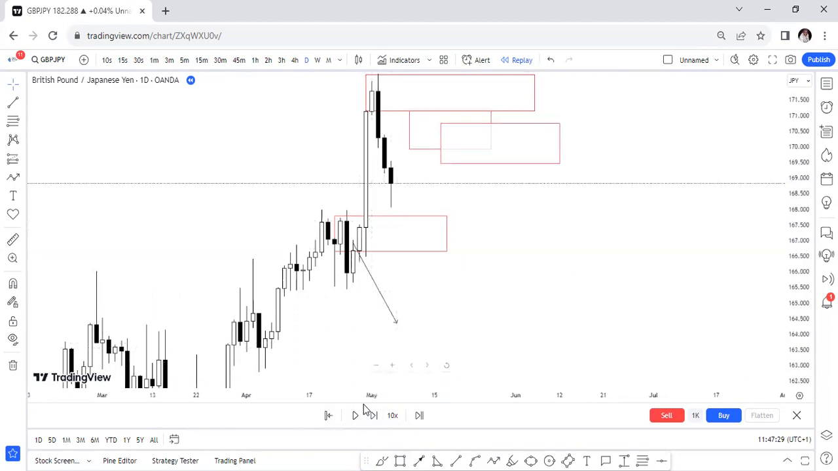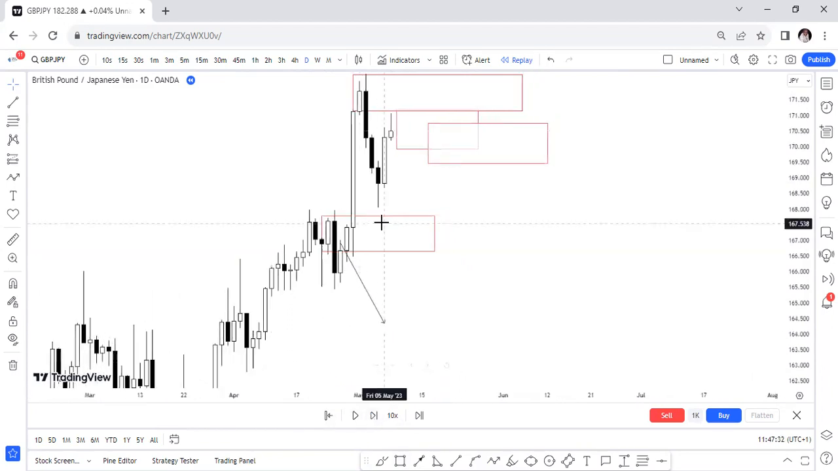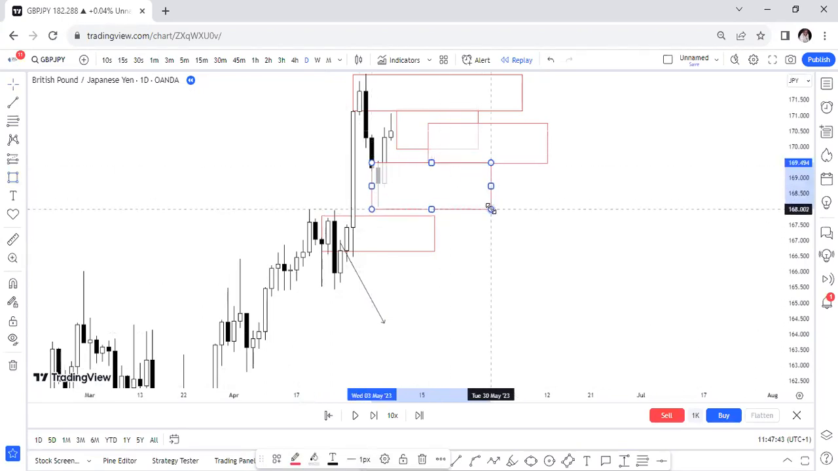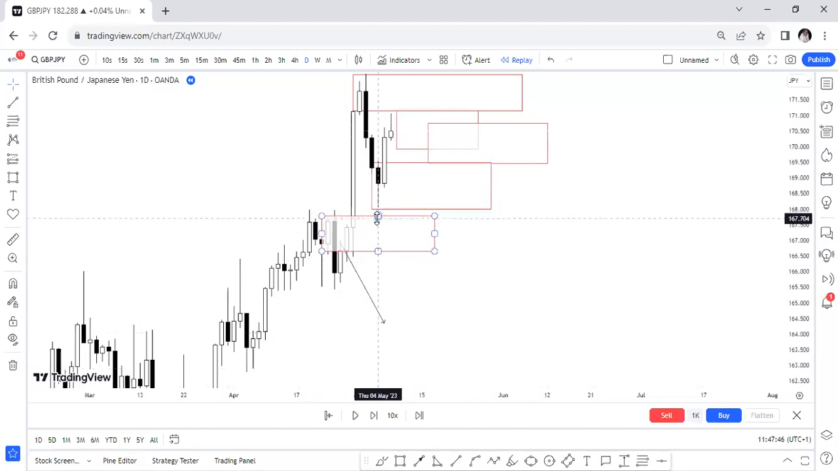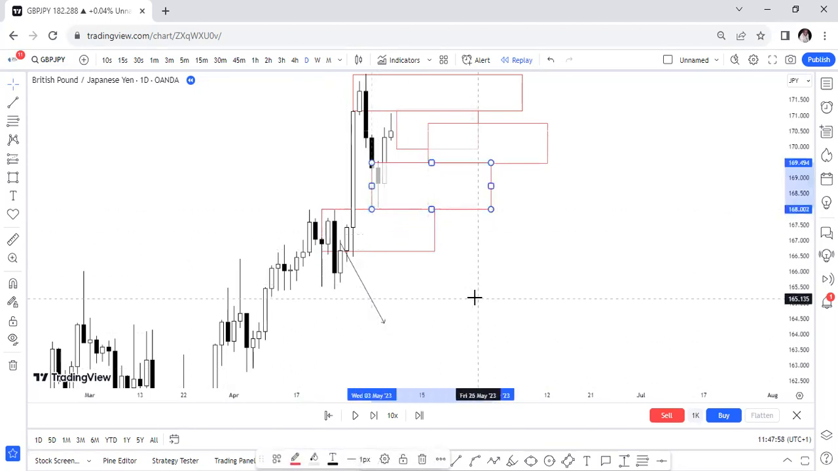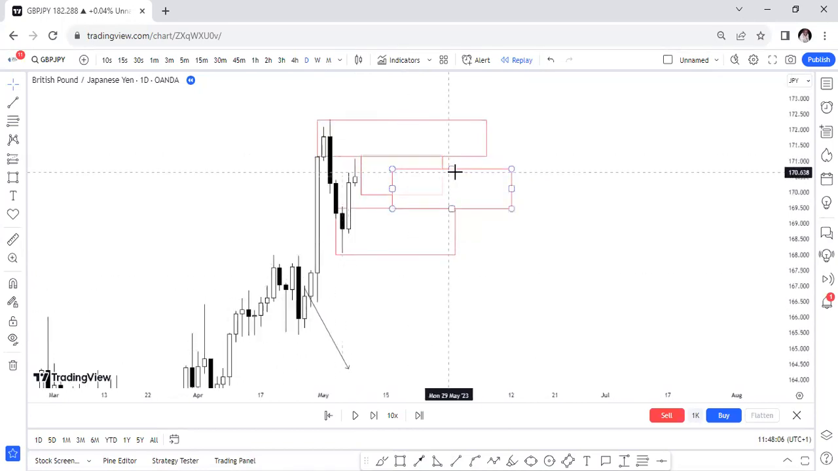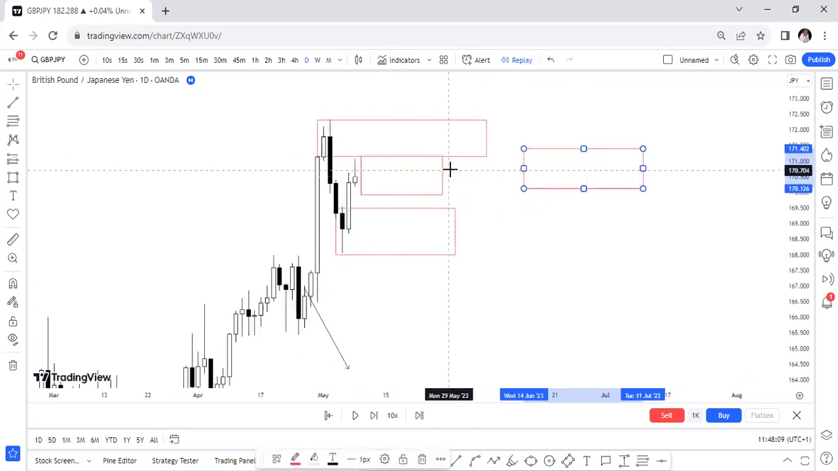So price tapped into this, and created another. It doesn't enter the zone. That's why I say sometimes you can have a disadvantage if you don't put your order right. You can have a disadvantage, maybe missing a few pips there. You will have it come into your order to pick the order.